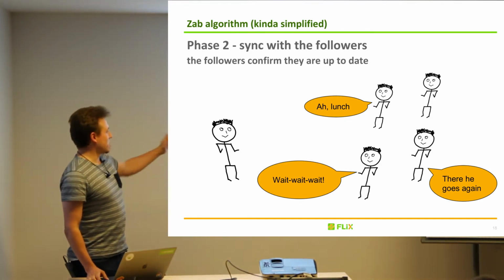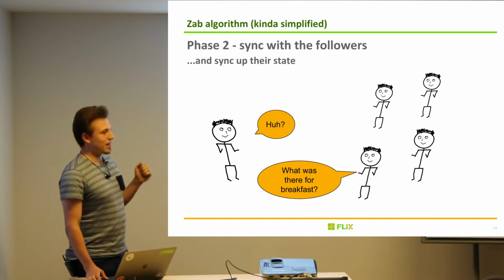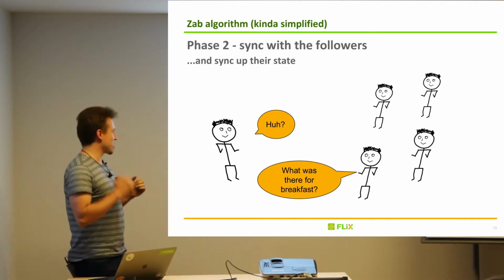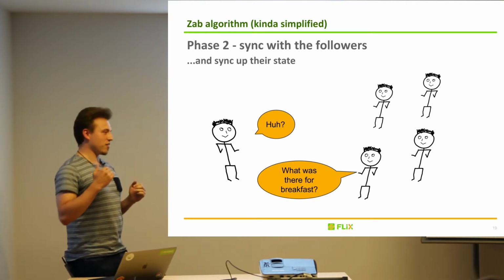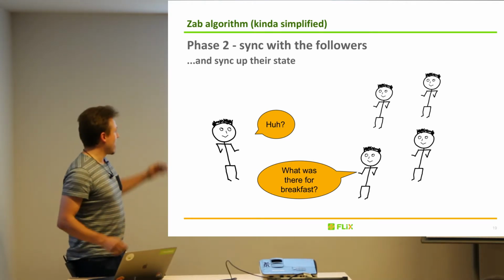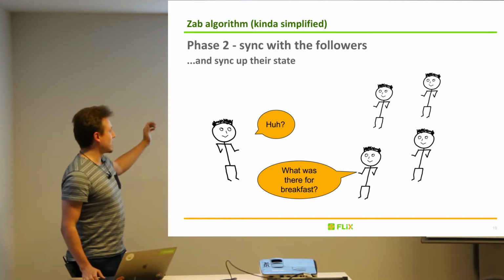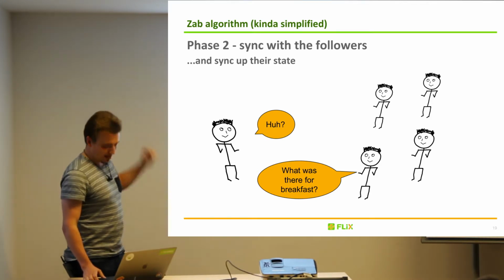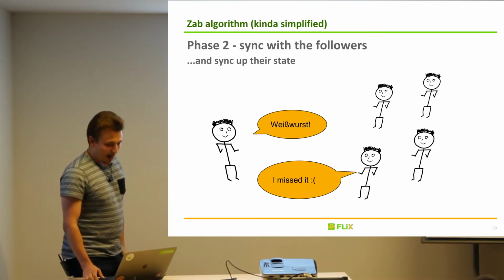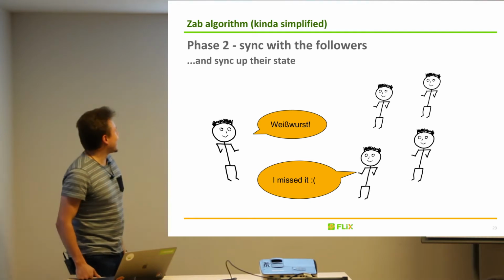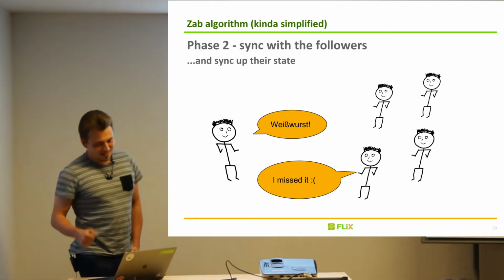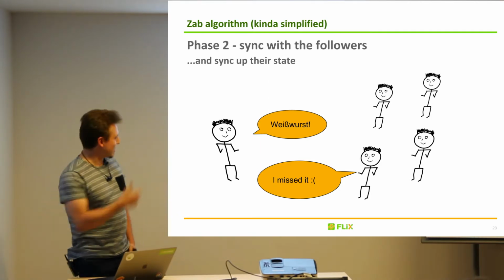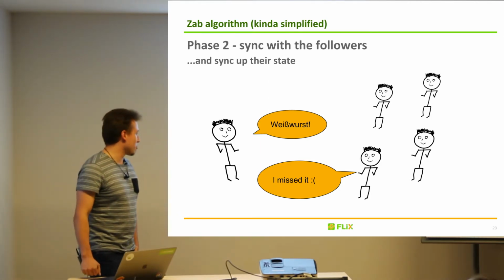Well, if someone is not, he will tell at which stage he is. So he will tell, well, I remember everything up till the 4th epoch. It doesn't have to be a leader, but in this case it is. The leader actually propagates all the changes since the epoch this follower is up to.